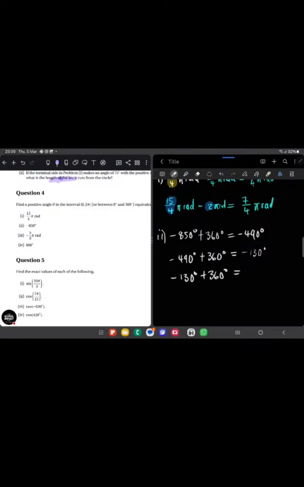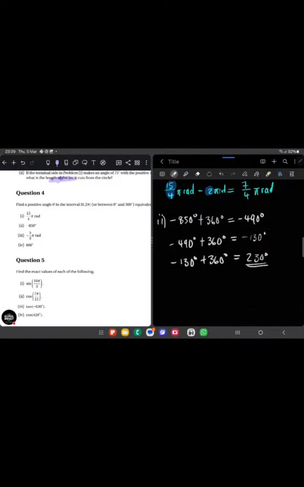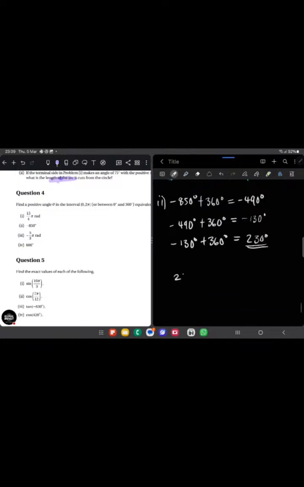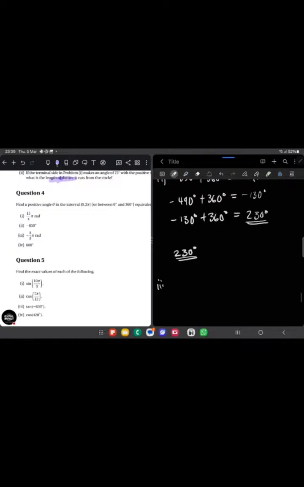So you're going to say negative 130 degrees plus 360 degrees. What are you now going to get? We want an answer between 0 and 360. I'll get 230. Well done. So that's your value. Your answer is actually 230 degrees. That's your answer. You do the same thing for here.